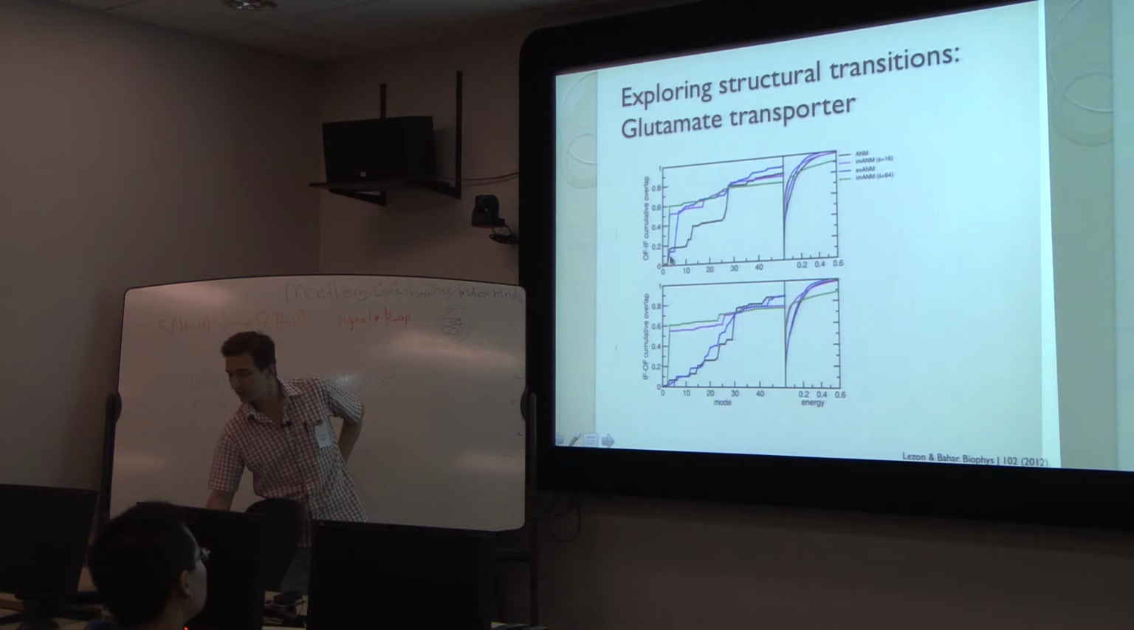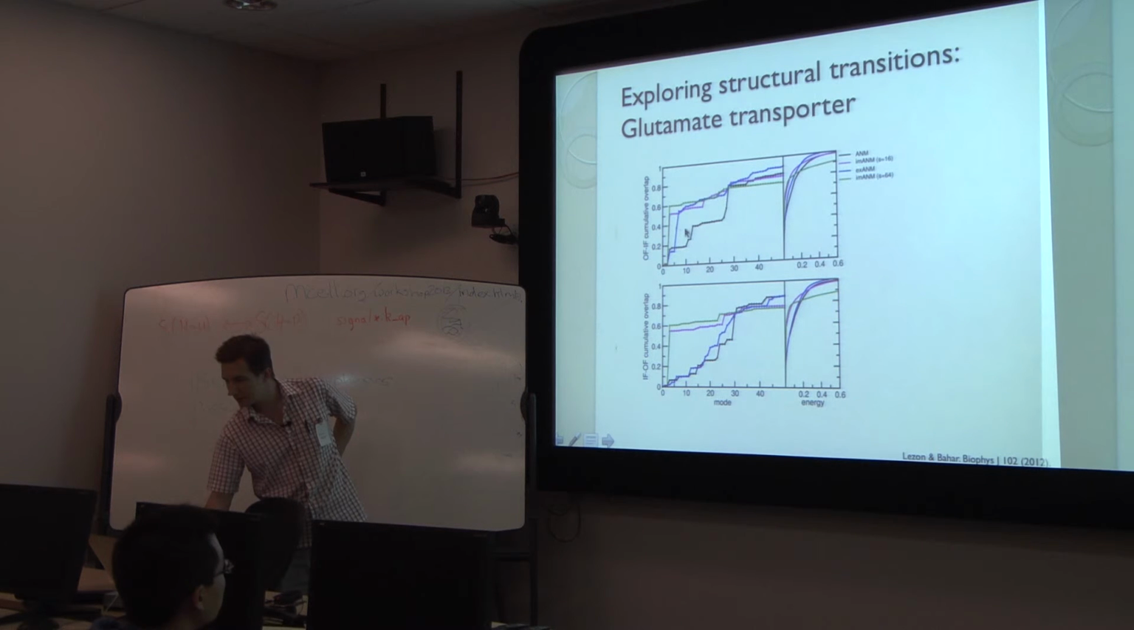This is starting from the outward-facing conformation, going to the inward-facing conformation. On the bottom, it's starting from the inward-facing conformation and going to the outward-facing conformation. The deformation vector is the same, the modes will be different because those modes are calculated based on the inward-facing conformation. And again, we can see that about 30 modes are required to get something like 80% of that deformation vector.